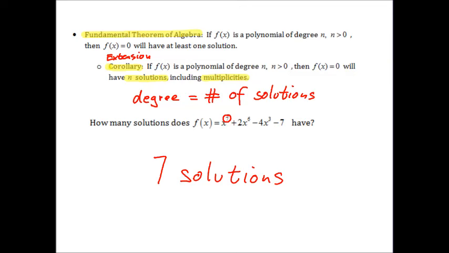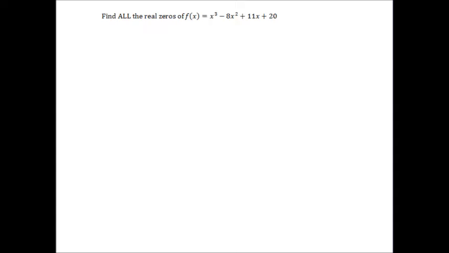So how do I find all those solutions, zeros, of that function? Here we are supposed to find all the real zeros of the function f of x is equal to x cubed minus 8x squared plus 11x plus 20. And we are going to use the rational roots theorem for that. But the fundamental theorem of algebra and its corollary already told us we're going to have to find three solutions. Now let's get started. Using our rational roots theorem, we're going to find all the possible numbers that those rational roots could have.